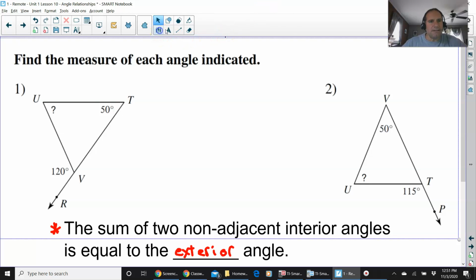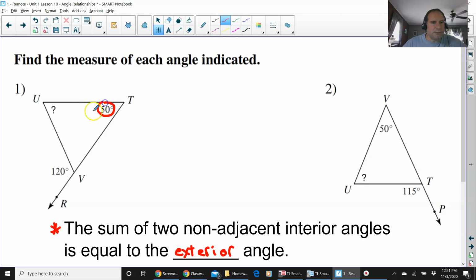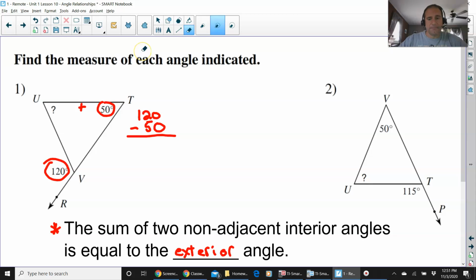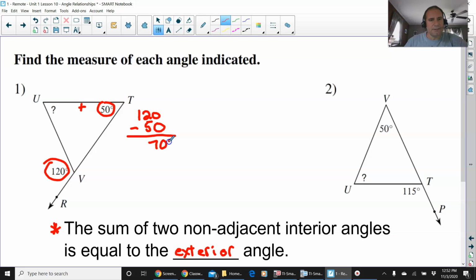Let's just see what that means. Well, that means this plus this equals this. The sum of the two interior non-adjacent angles is equal to the exterior. So if you do have an exterior angle, you could just subtract 120 minus 50 and you'll get the missing angle. Whatever that is, it should be this question mark right here that we're looking for. That is 70 degrees. So the question mark is 70.